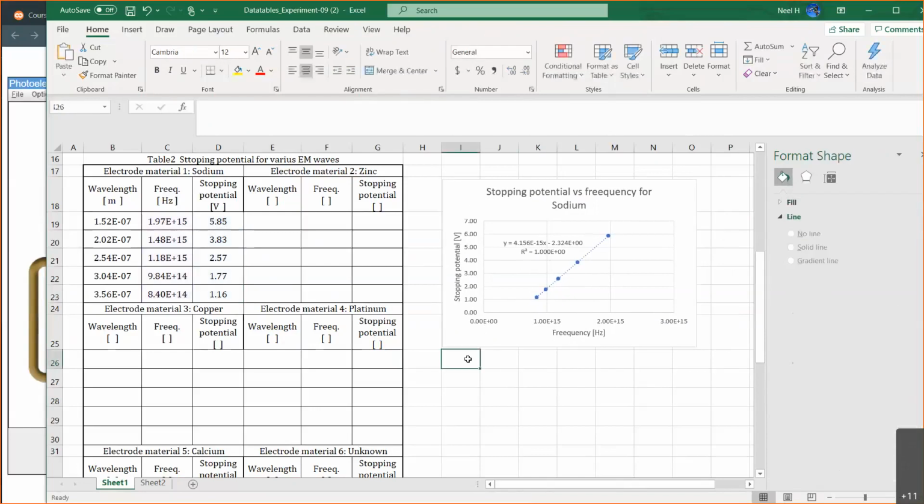Okay, so this is going to be then figure 2. This is stopping potential versus frequency for sodium. Okay, any question?